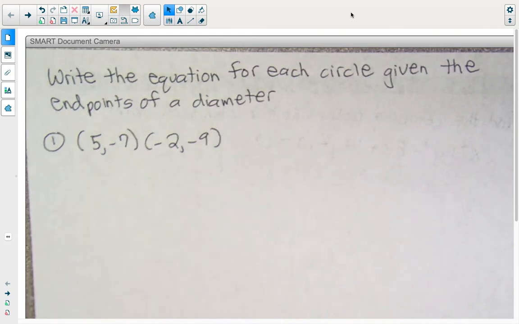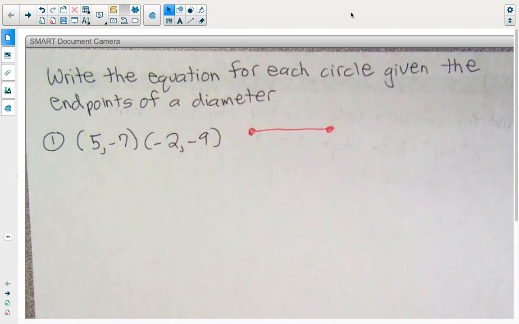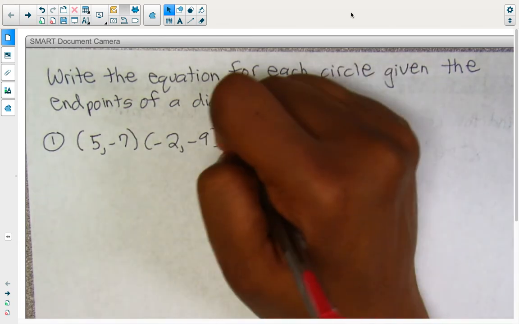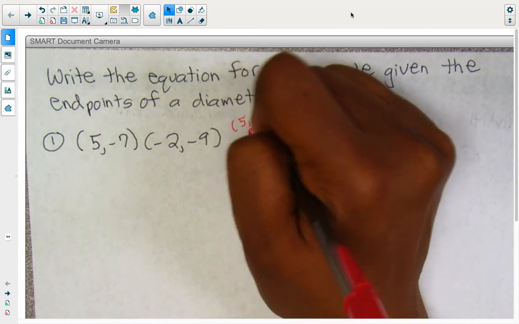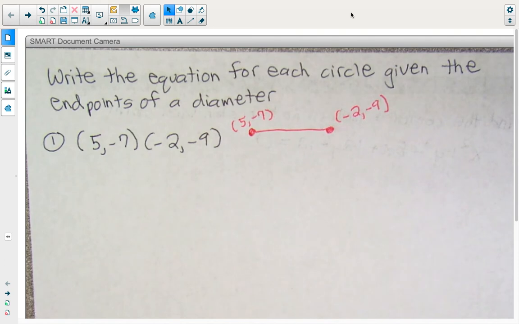All right. Write the equation for each circle given the endpoints of the diameter. So the two things we need for the equation of a circle are the radius and the center. This one's a little different because it's not giving us anything. However, we still can find what we need. If they give us the endpoints of the diameter, just a little visual here. This is not the perfect thing, I'm just telling you what we're looking for. They're telling us one endpoint is (5, -7) and the other endpoint is (-2, -9). And we're still going to create the equation of a circle.